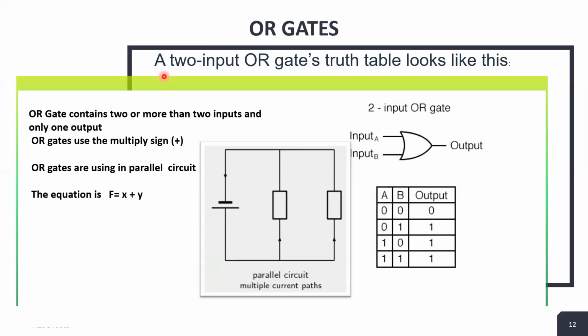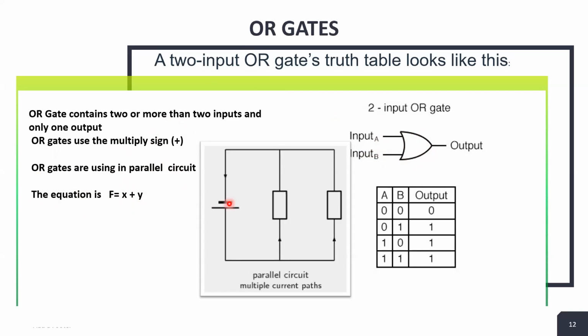OR gate. Two-input OR gate, the truth table looks like this. In this gate, two or more than two inputs and only a single output. This is the symbol of it, a little bit curved, and this is the shape of the OR gate. The OR gate is used in parallel circuits, and the sign denoting the OR gate is plus. Clear? Means F is equal to X plus Y. It means that these switches will be added.